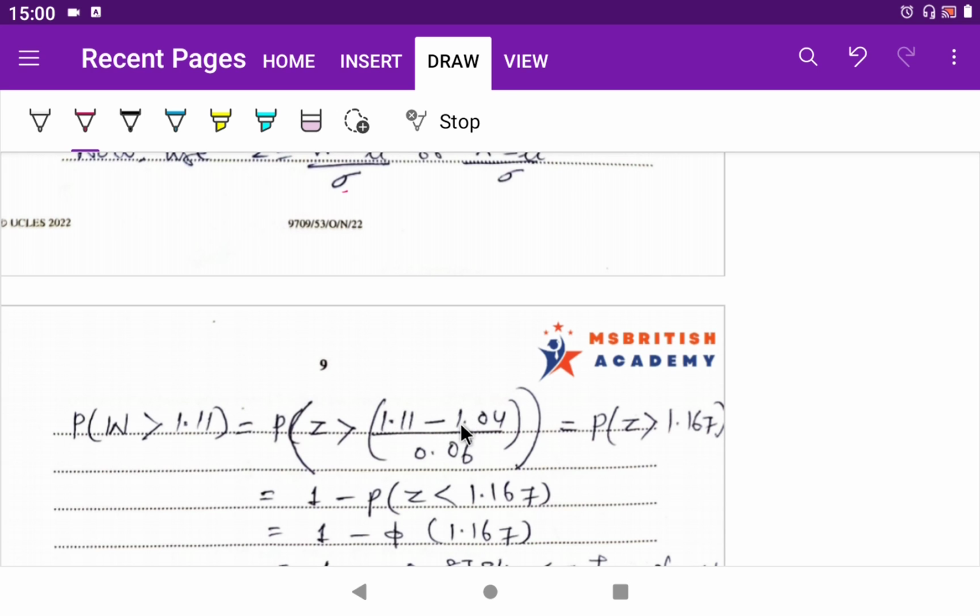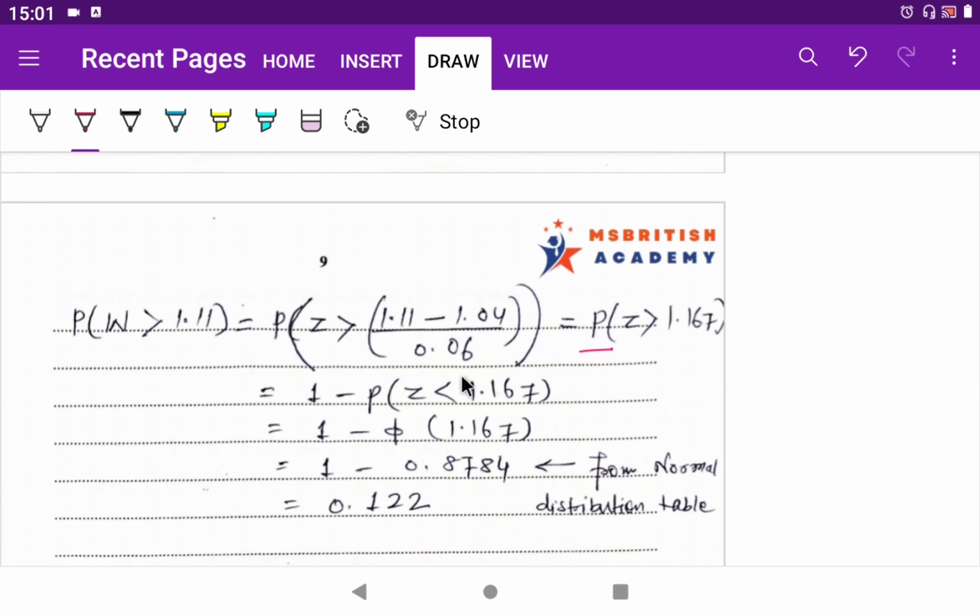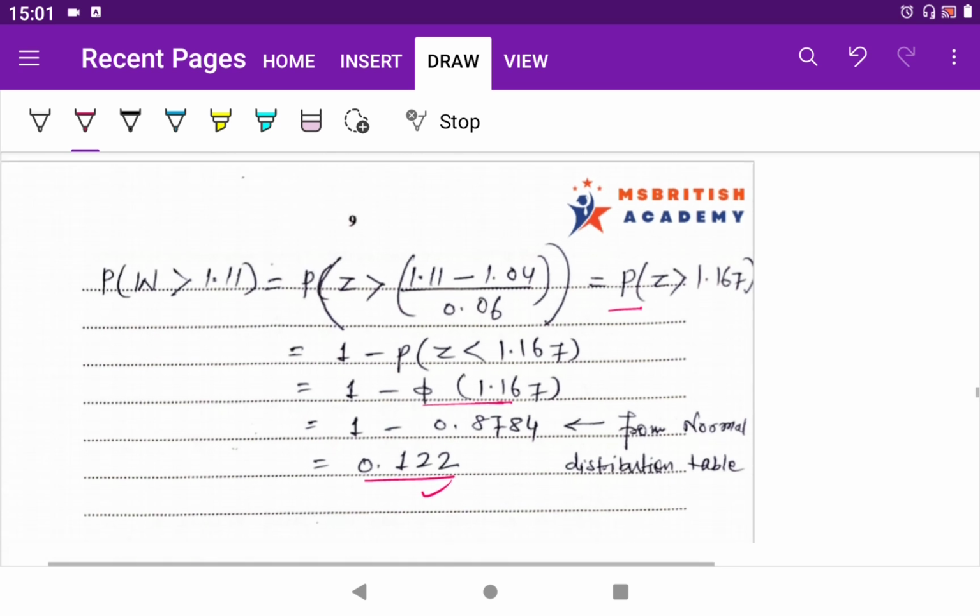(1.11 minus 1.04) upon 0.06. So we will get P(Z greater than 1.167), which we can simplify as 1 minus P(Z less than 1.167). We can write this as 1 minus phi, and the value of this we can take from the normal distribution table. It is 0.8784. So the final answer is 0.122. Okay, this is the final answer.